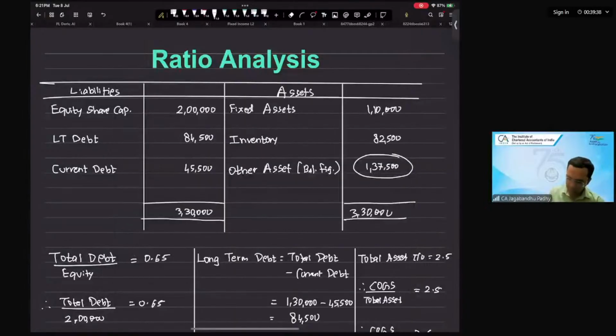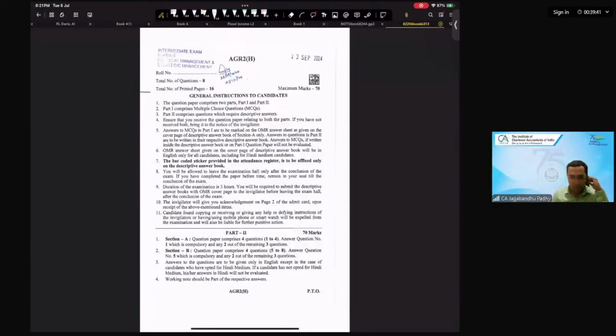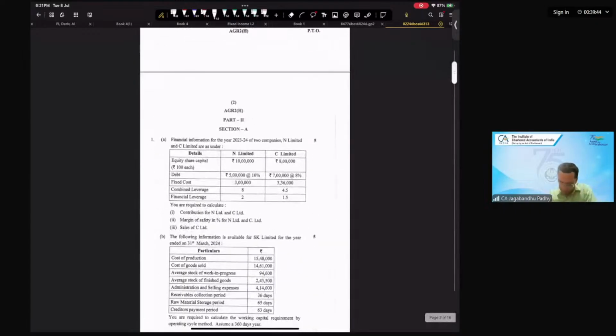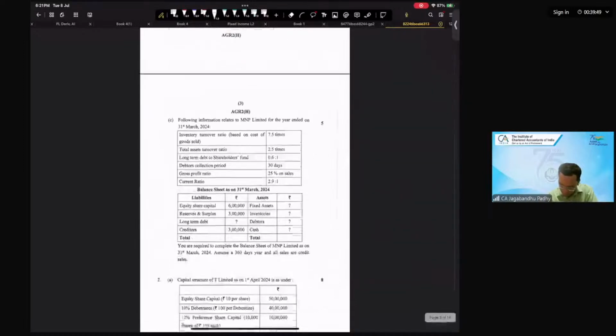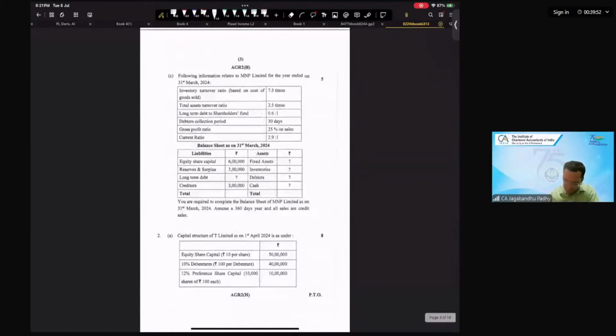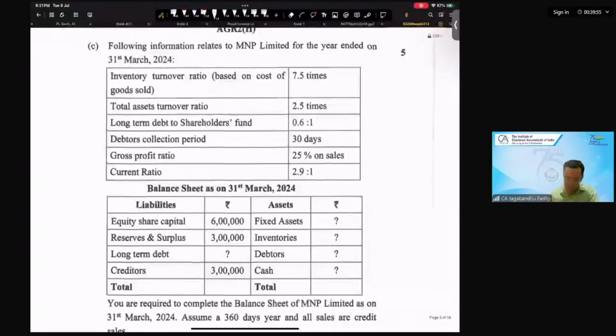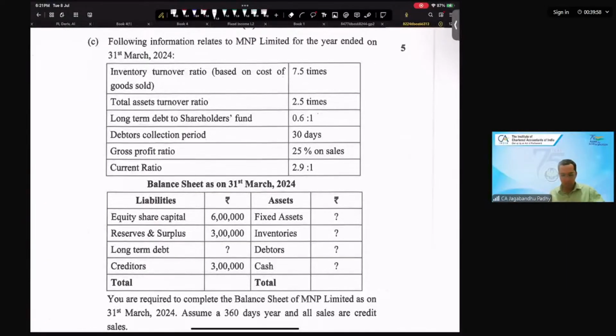Now, let us go for another question from the September 2024 attempt. We have the question over here. Yes, this particular question. Following information relates to MNP Limited for the year ended 31st March, inventory turnover. So I just want you to go through this question. Would you like to solve it within, let's say, 3 to 4 minutes? Do you like to do it or do you want me to solve it?